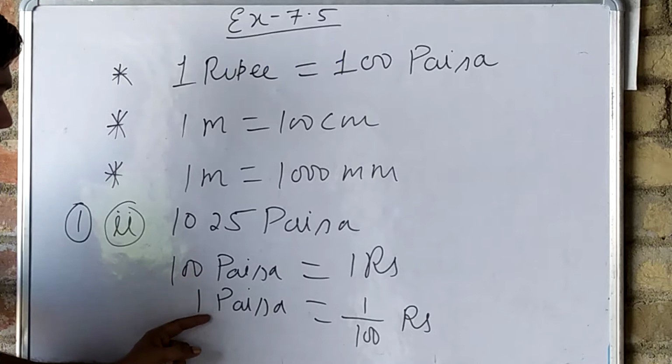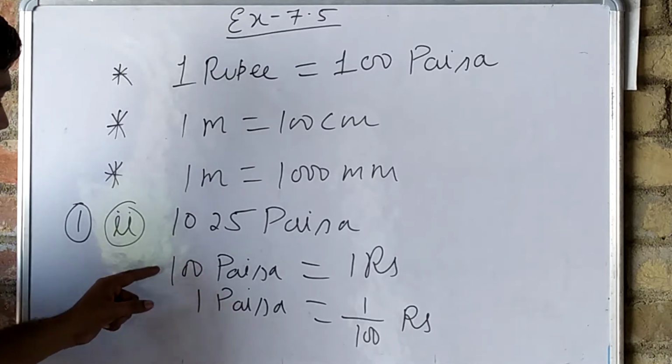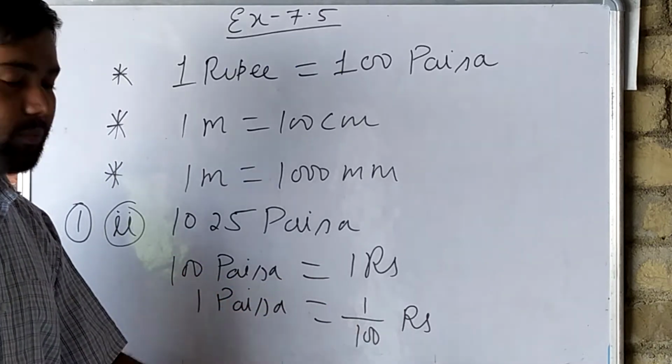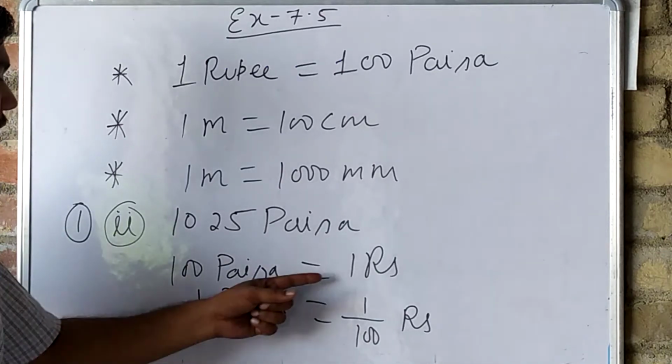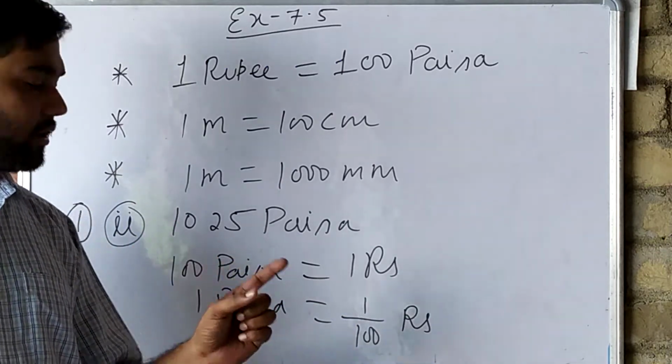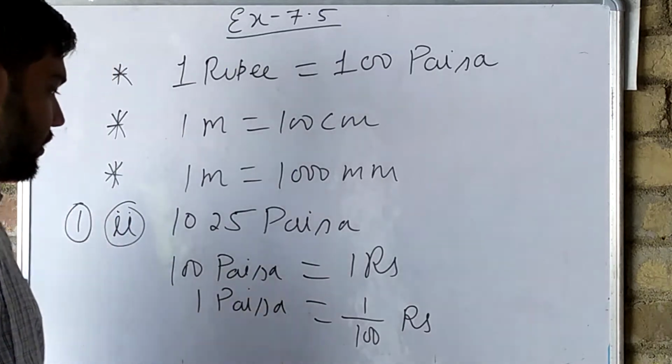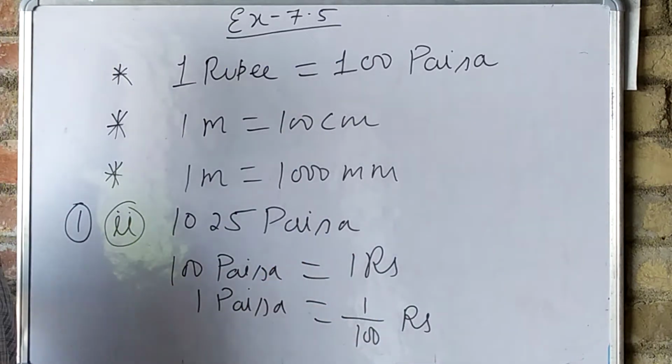So in 1 paisa what happens? This 100 will come in the denominator. It will divide 1. Okay, this is clear. It will come in the denominator, so it will become 1 by 100 rupees. In 1 paisa we will have 1 by 100 rupees.